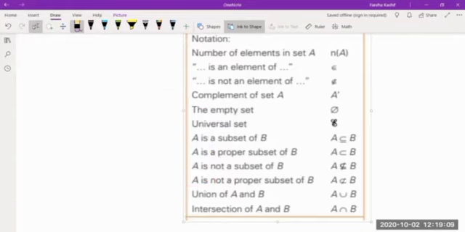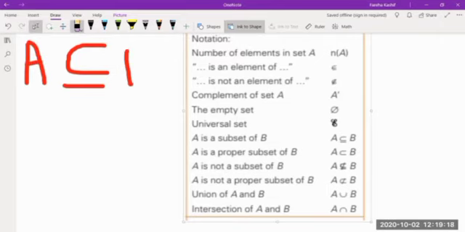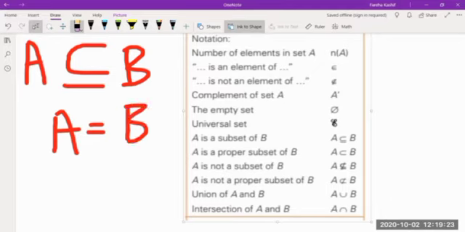Now, when I say A is a subset of B, and I use this symbol to denote that, I mean that all the values in A are also in B. So if A includes 1, 2, and 3, B also includes 1, 2, and 3. Both the sets include all 3 values.